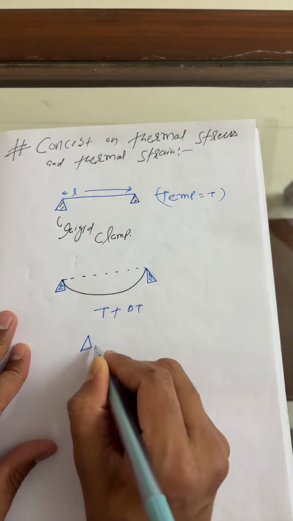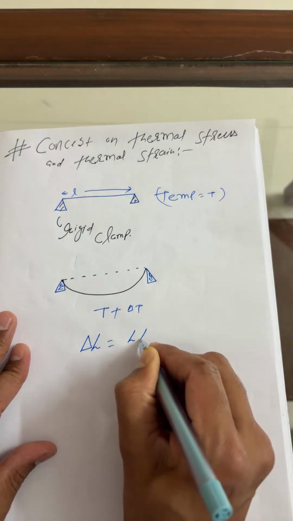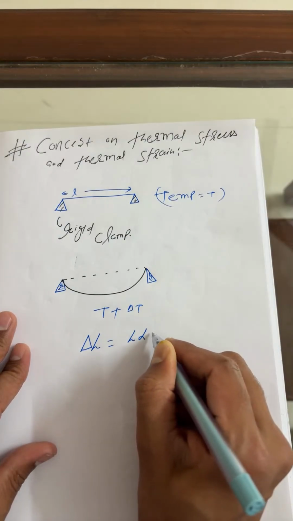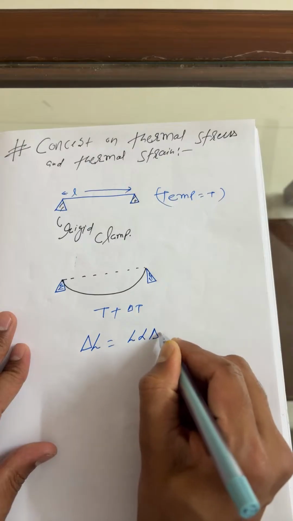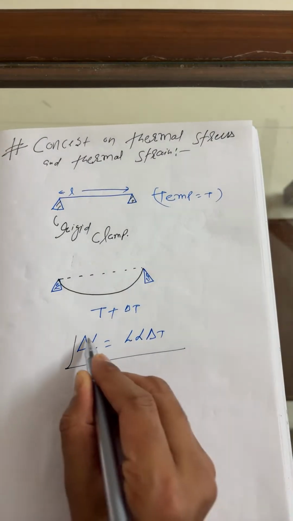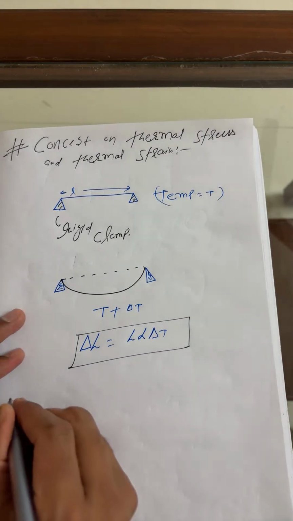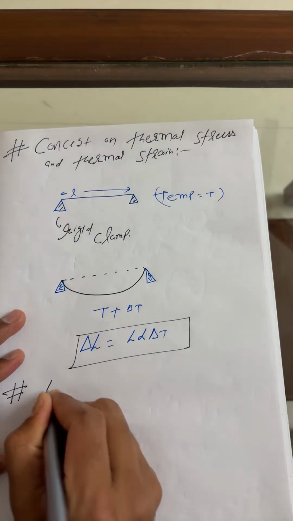Already I said here, contraction in a rod, delta L is equal to L initial into alpha into delta T, where alpha is the coefficient of linear expansion. This is the expression of delta L, right? Now, I'm going to discuss it individually.